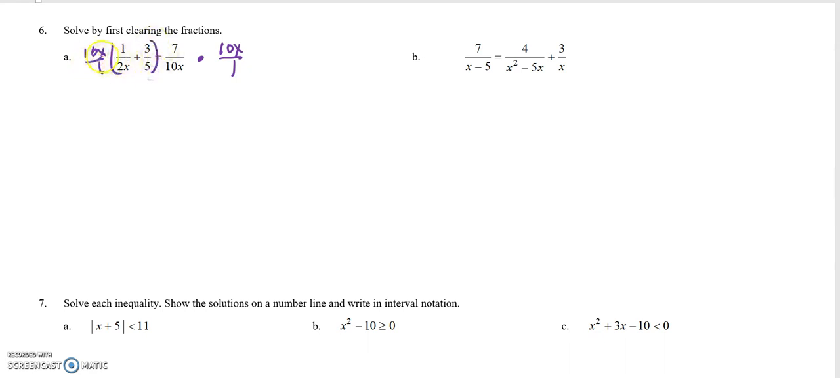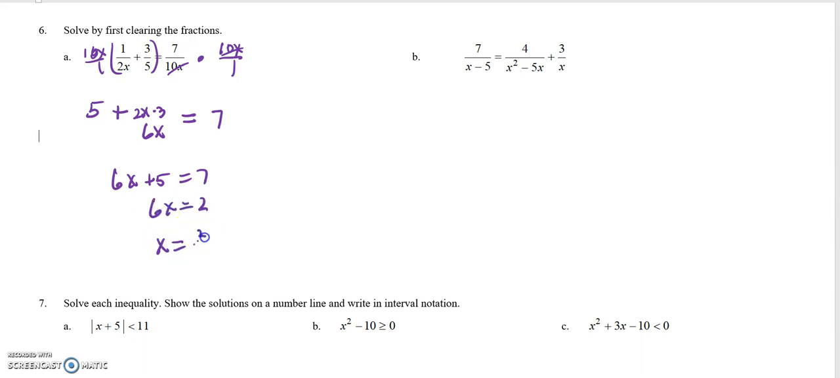If I take that fraction times 10x, I just get 5. And 5 times 1 is 5. If I take this fraction times 10x, I get 2x times 3, which is 6x. And if I take this fraction times 10x, I just get 7. So 6x plus 5 equals 7. Subtract 5. X equals 2 over 6, which equals 1/3.